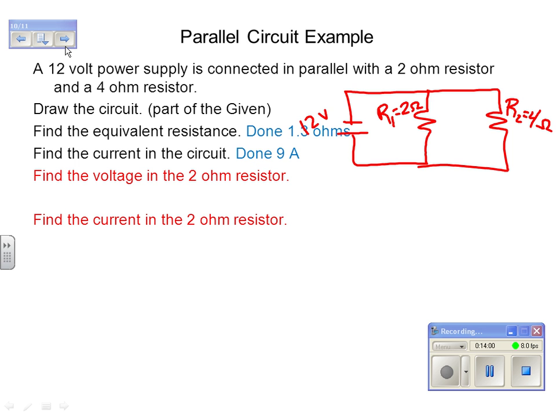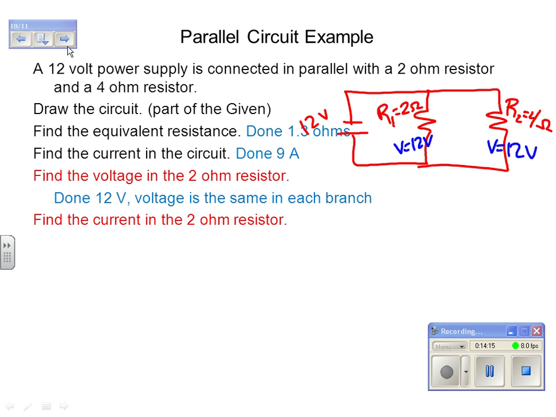The voltage in a parallel circuit is the same everywhere. So we actually know the voltage. It's 12 volts. Voltage here is 12 volts. Voltage here is 12 volts. And so to find the current in the 2 ohm resistor, I is V over R. So this is our resistor. Voltage is 12 volts. So our current is 6 amps. And so that's how you find the piece in the first resistor.